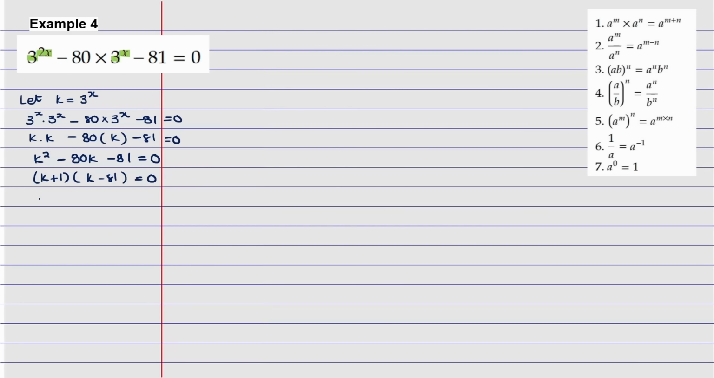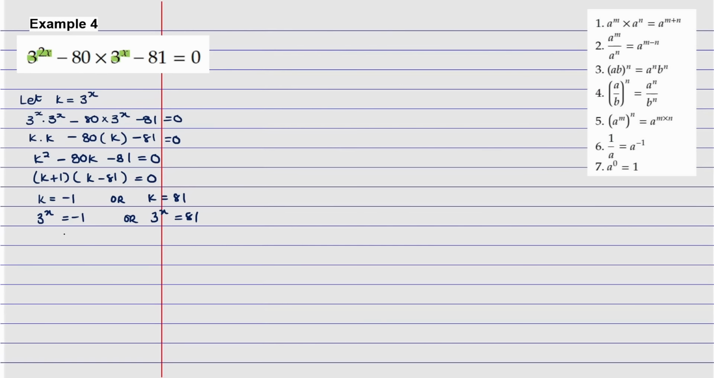So this is the same as having k is equal to negative 1, or k is equal to 81. So here substitute your k back, remember k is 3 to the power x. So it's going to be 3 to the power x is equal to negative 1, or it's going to be 3 to the power x is equal to 81.